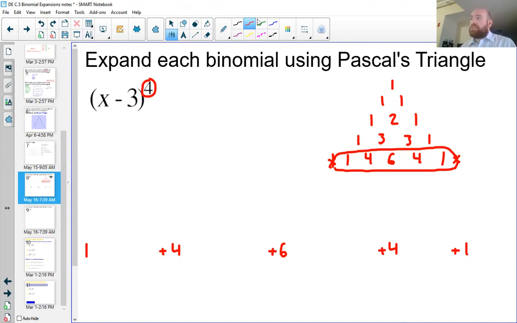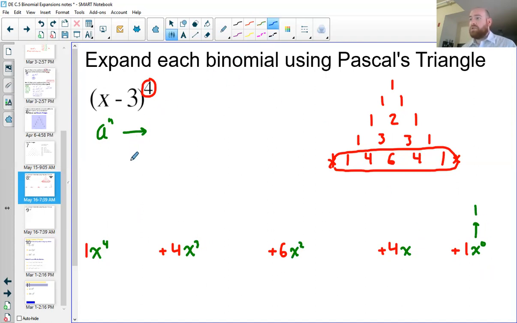So once we have Pascal's triangle, we're going to start with a to the power of n, left to right. So in this case, we have x to the 4th, x to the 3rd, x squared, x to the 1st power, and then x to the 0 power. Now remember, anything to the 0 power is just equal to 1.